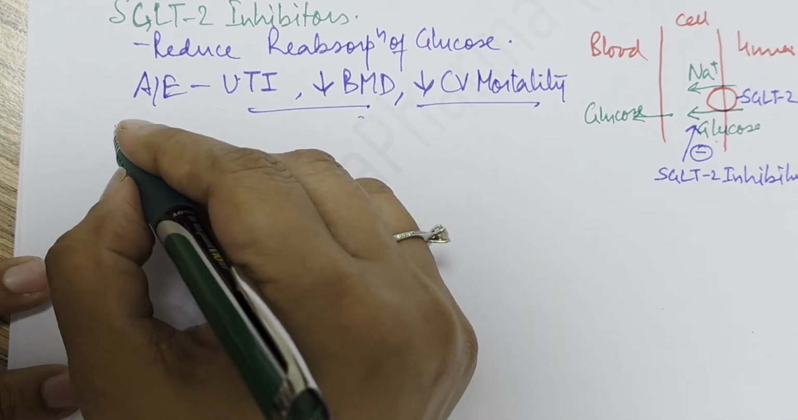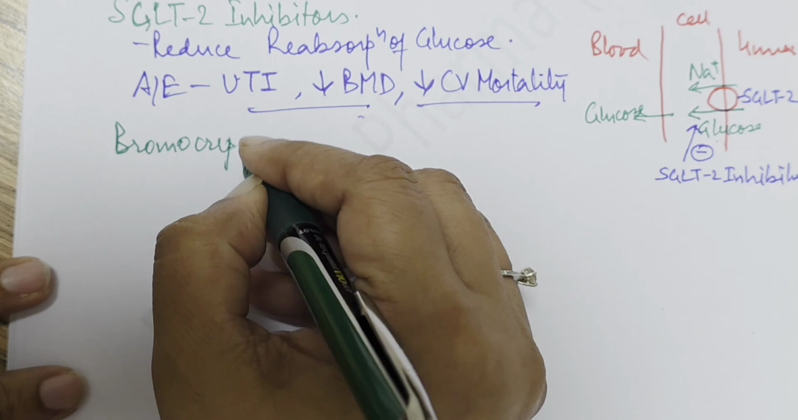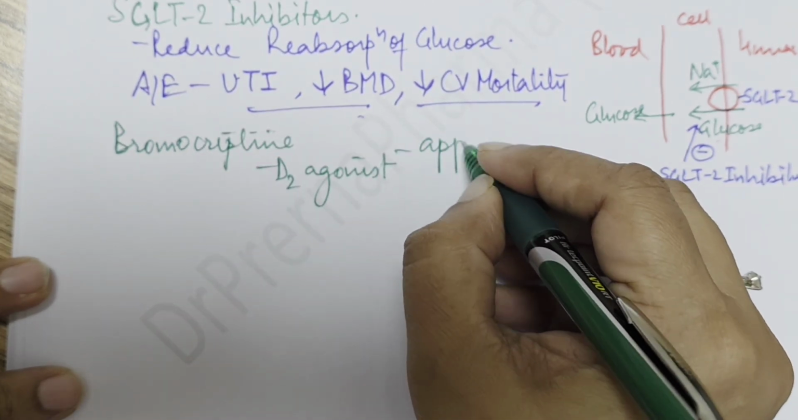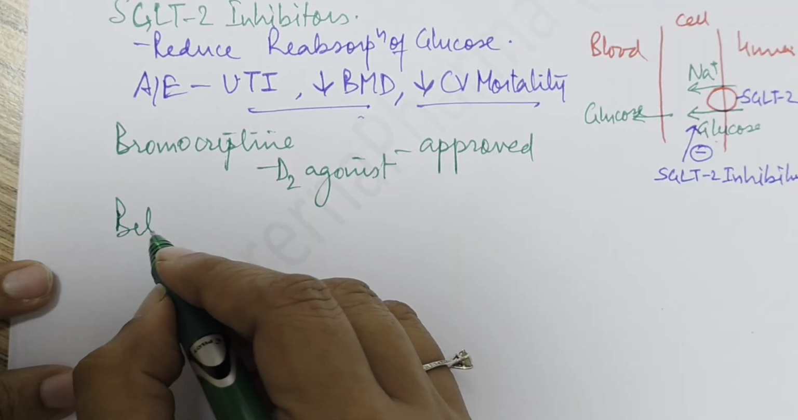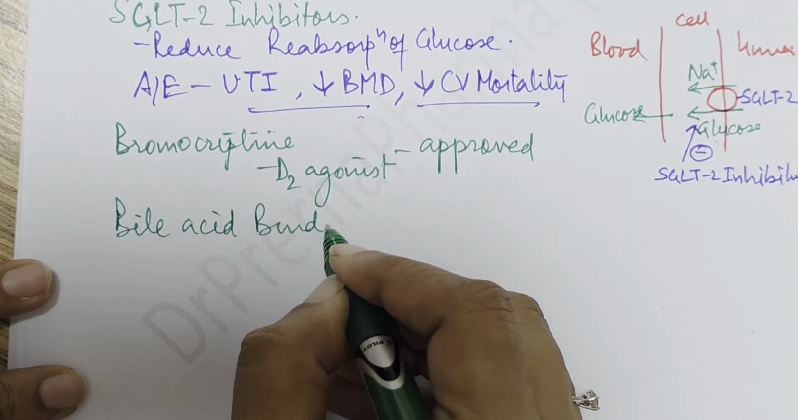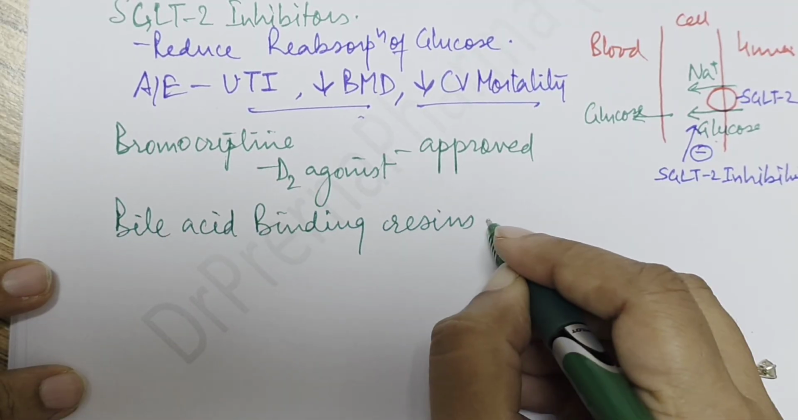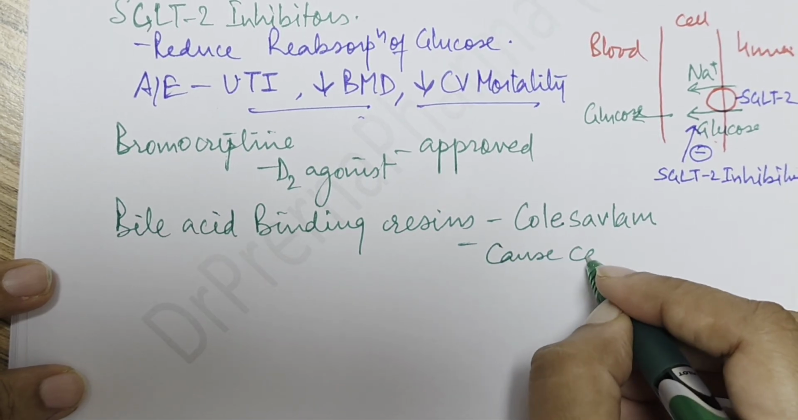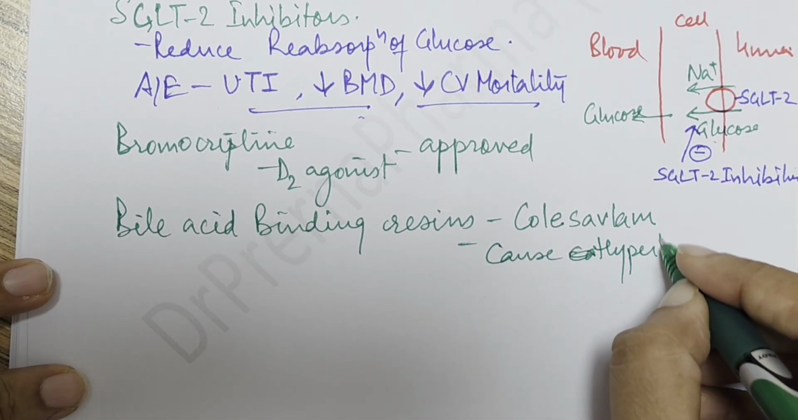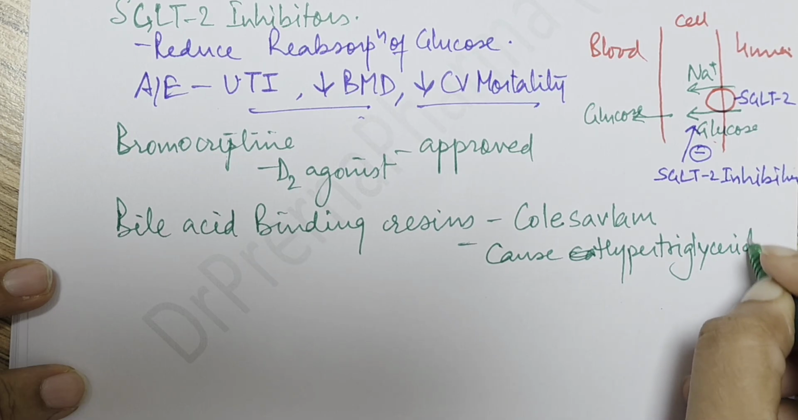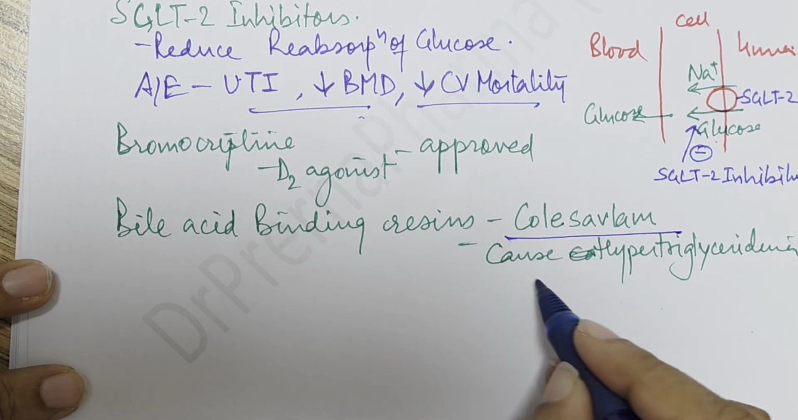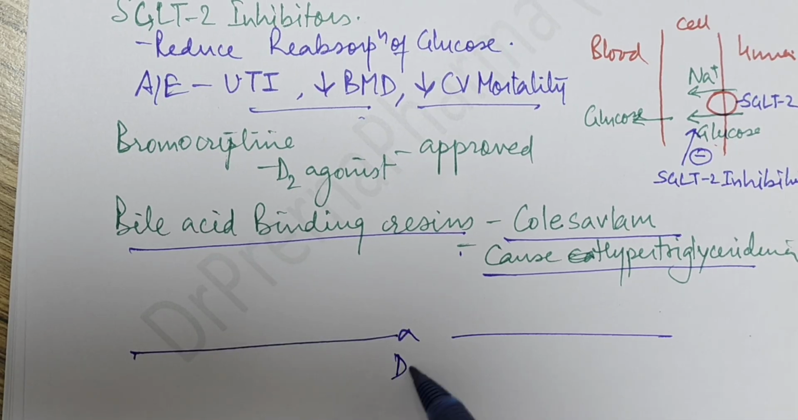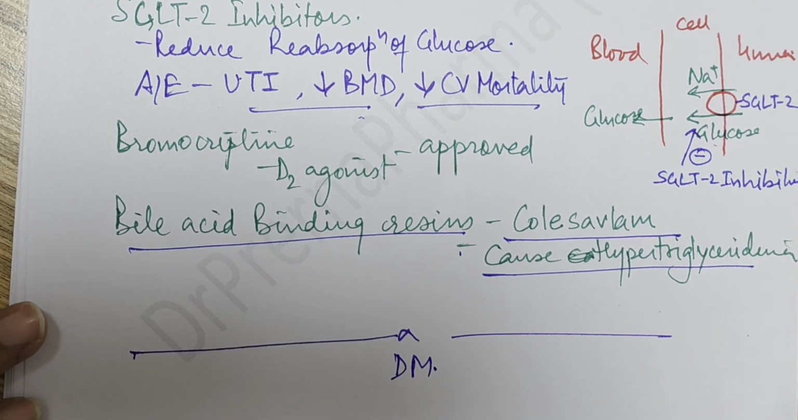Then lately, bromocriptine, which is a D2 receptor agonist, has also been approved for use in diabetes mellitus, and bile acid binding resins, colesevelam, are also used. This can cause hypertriglyceridemia. So colesevelam is the bile acid binding resin which is used in type 2 diabetes, and this can also cause hypertriglyceridemia. So with this we complete the diabetes part, and let's take the corticosteroids now.